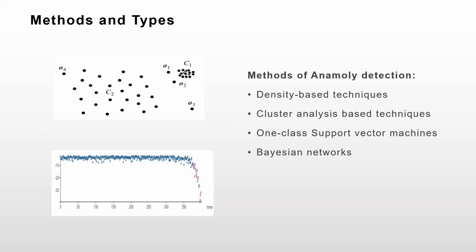Likewise, many real-world datasets demonstrate a more complex structure, where objects may be considered outliers with respect to their local neighborhoods rather than with respect to the global data distribution.